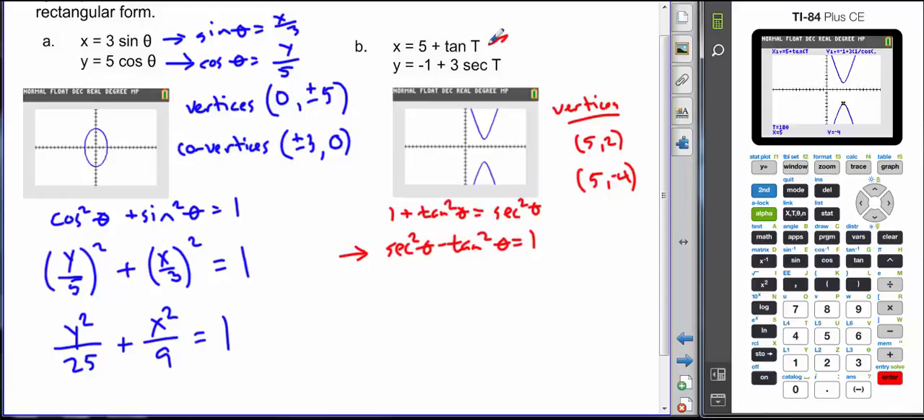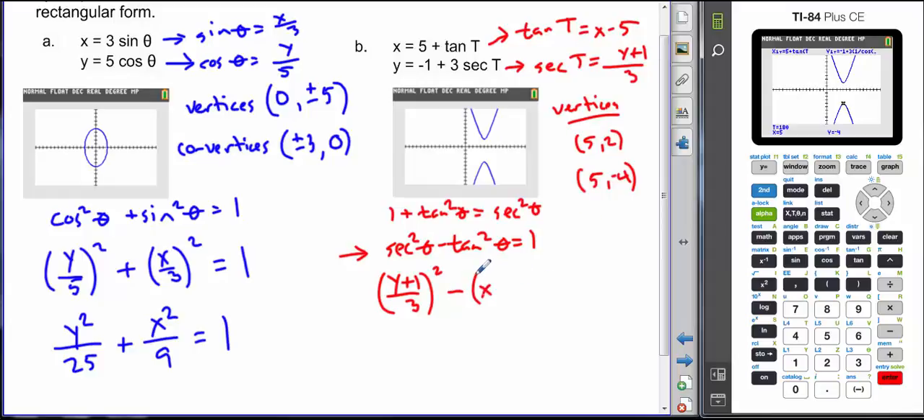So if I can solve this for tangent, so I'll have tangent of t is equal to x minus 5. And then the other one, I'll solve for secant, and I'll add 1, and then divide by 3. So I'll get secant of t is equal to y plus 1 divided by 3. All right, so here we go. Secant squared theta would be y plus 1 over 3 quantity squared minus the tangent squared theta, so that's x minus 5 quantity squared, equals 1.